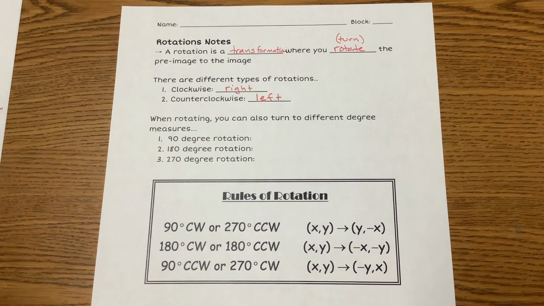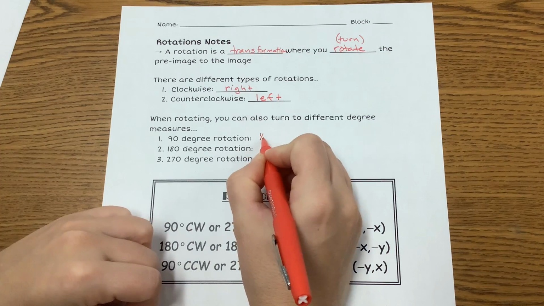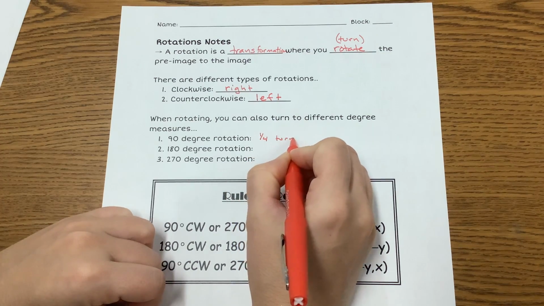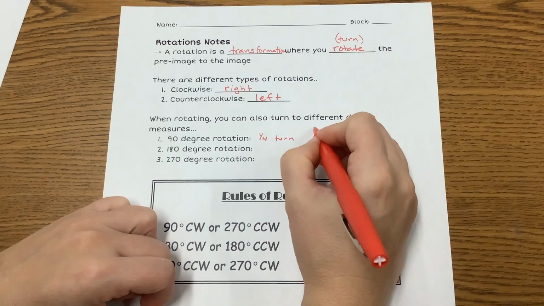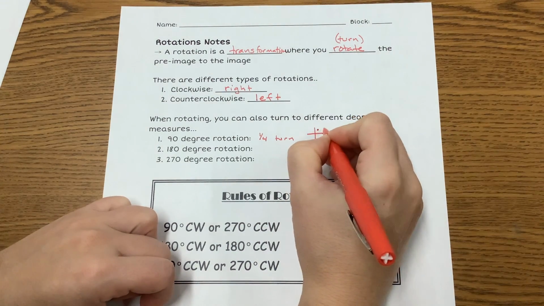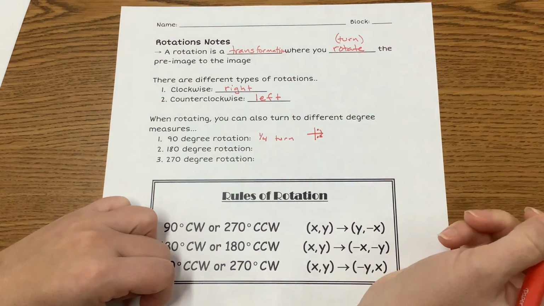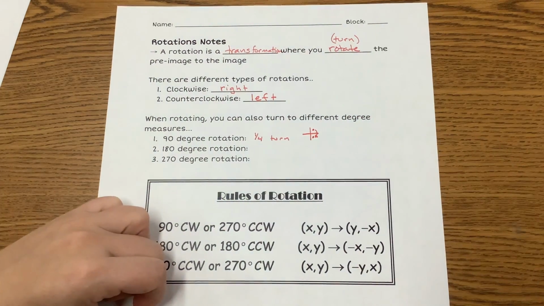All right. When rotating, you can also turn to different degree measures. A 90-degree rotation, you're going to turn 1/4 of a circle, or 1/4 turn. If you think of it as a graph and it's over here, then if you do a 90-degree rotation, let's say clockwise, it's going to land in this quadrant here. I'll zoom in on that.